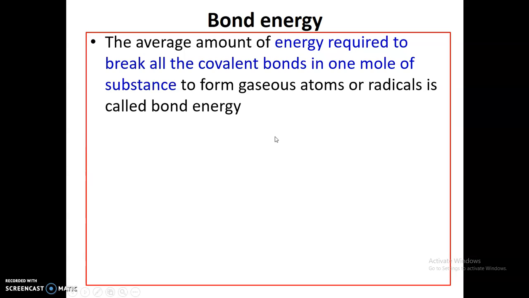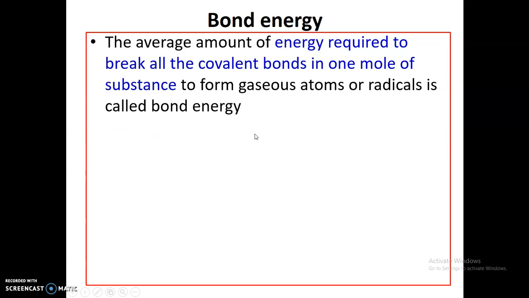Always keep in mind, to break a bond energy is required, and at the time of formation of a chemical bond, energy is evolved. So in the definition of bond energy or bond enthalpy, there is wording like amount of energy required. So bond energy is always positive. Energy is required to break the bond. Once again, the definition: the average amount of energy required to break all the covalent bonds in 1 mole of substance to form gaseous atoms or radicals is called bond energy.